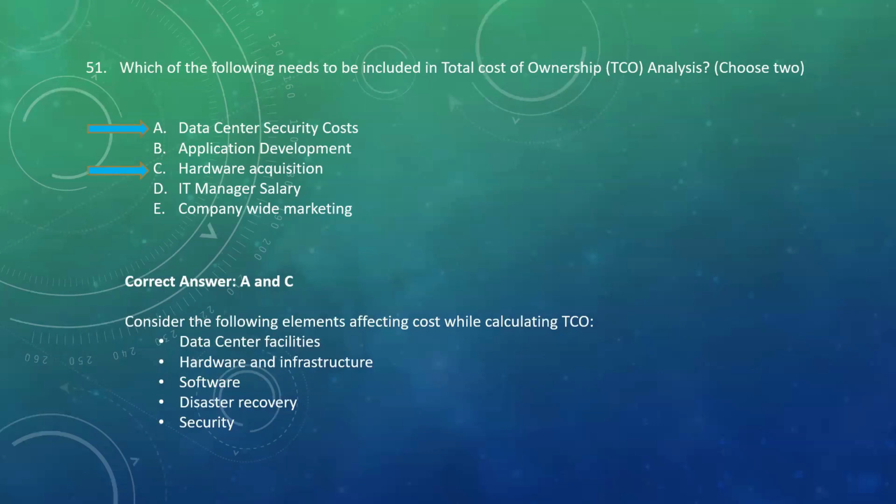Consider the following elements affecting cost while calculating TCO: data center facilities, hardware and infrastructure, software, disaster recovery, and security.